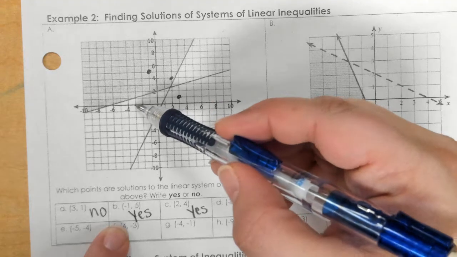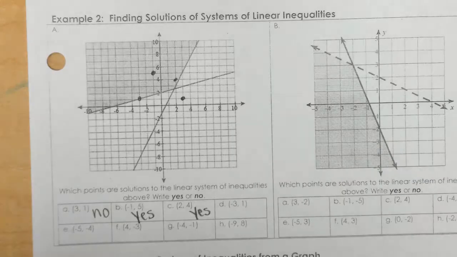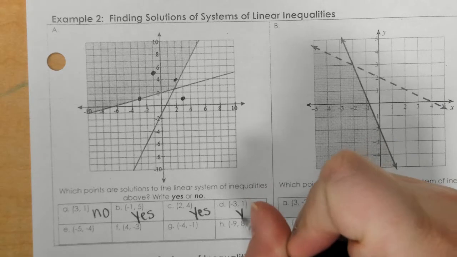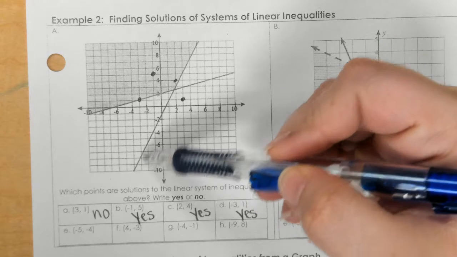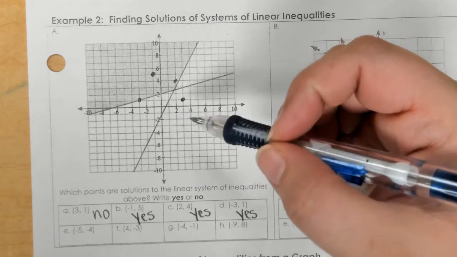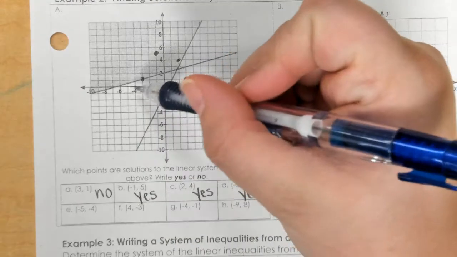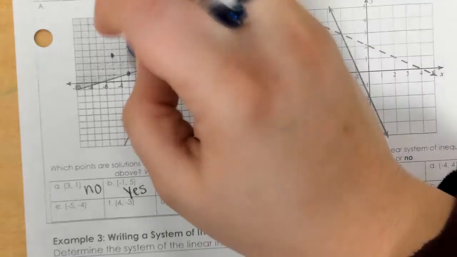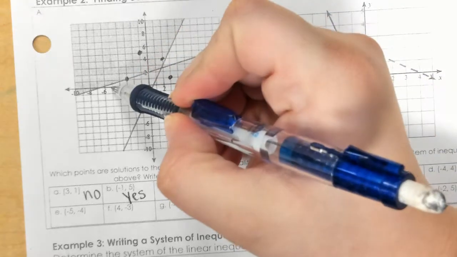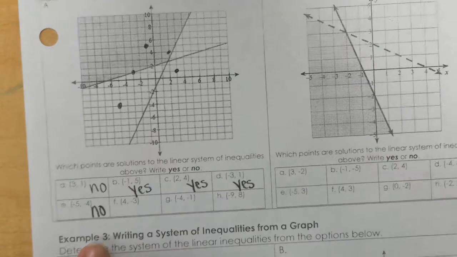Negative 3, positive 1. Now, that's on a solid line. If it is on a solid line, then it is yes, as long as it's around where the shaded area is. If it is like way down here, it would not be a solution to the system. Alright, E, negative 5, 4. So yes, nope, sorry, it says negative 4, so down. So that is no, it's in the white space.